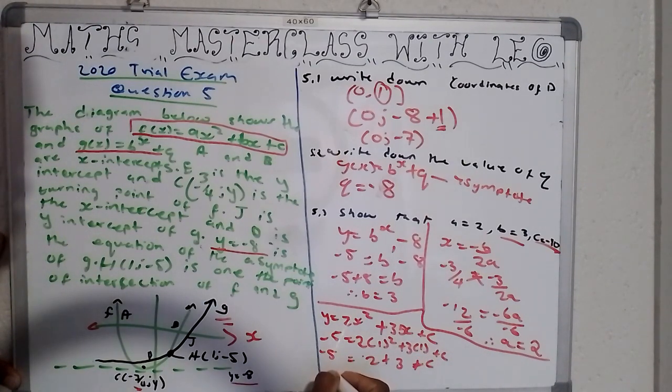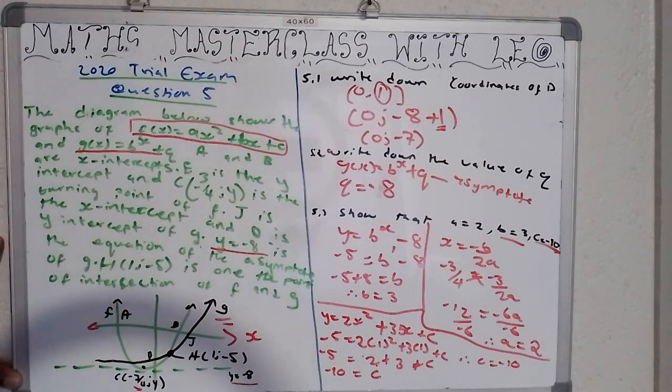Take this to the other side. I'm going to have minus, this and this is 5. To the other side is -5, which is -10, is equal to the value of c. Therefore, I've proved that the value of c is equal to -10.